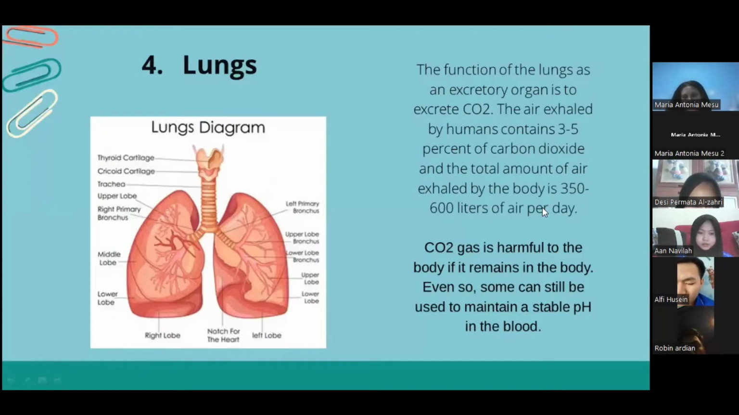Next, the lungs. The function of the lungs as an excretion organ is to excrete CO2. The air exhaled by humans contains 3% carbon dioxide, and the total amount of air exhaled by the body is 350 to 600 liters of air per day. CO2 gas is harmful to the body if it remains in the body. Even so, some can still be used to maintain a stable pH in the blood. Next.